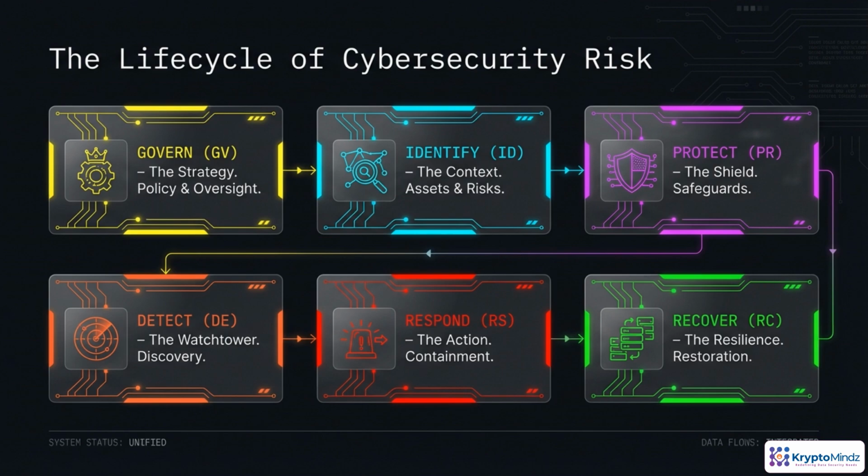You can also view the CSF functions as a continuous risk lifecycle. Govern sets strategy, makes policy, and decides risk appetite. Identify builds context: what you have, what's critical, and where the risks are. Protect applies safeguards around those priorities. Detect watches for anything that slips through or changes. Respond contains and manages active incidents. Recover restores services and captures lessons learned. Mature programs loop through this cycle constantly, not just after a breach.